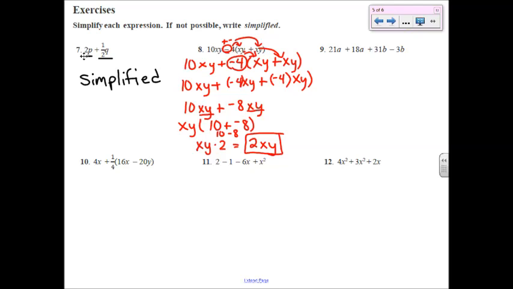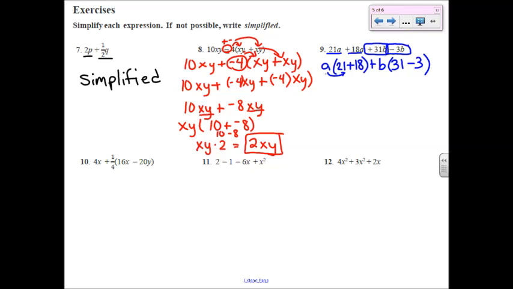Number 9, I have 21a plus 18a, 31b minus 3b. So I'm going to do two different distributive properties. I'm going to pull out the a from 21 and 18, and then I'm going to pull out the b from 31 minus 3. So really look and pay attention.